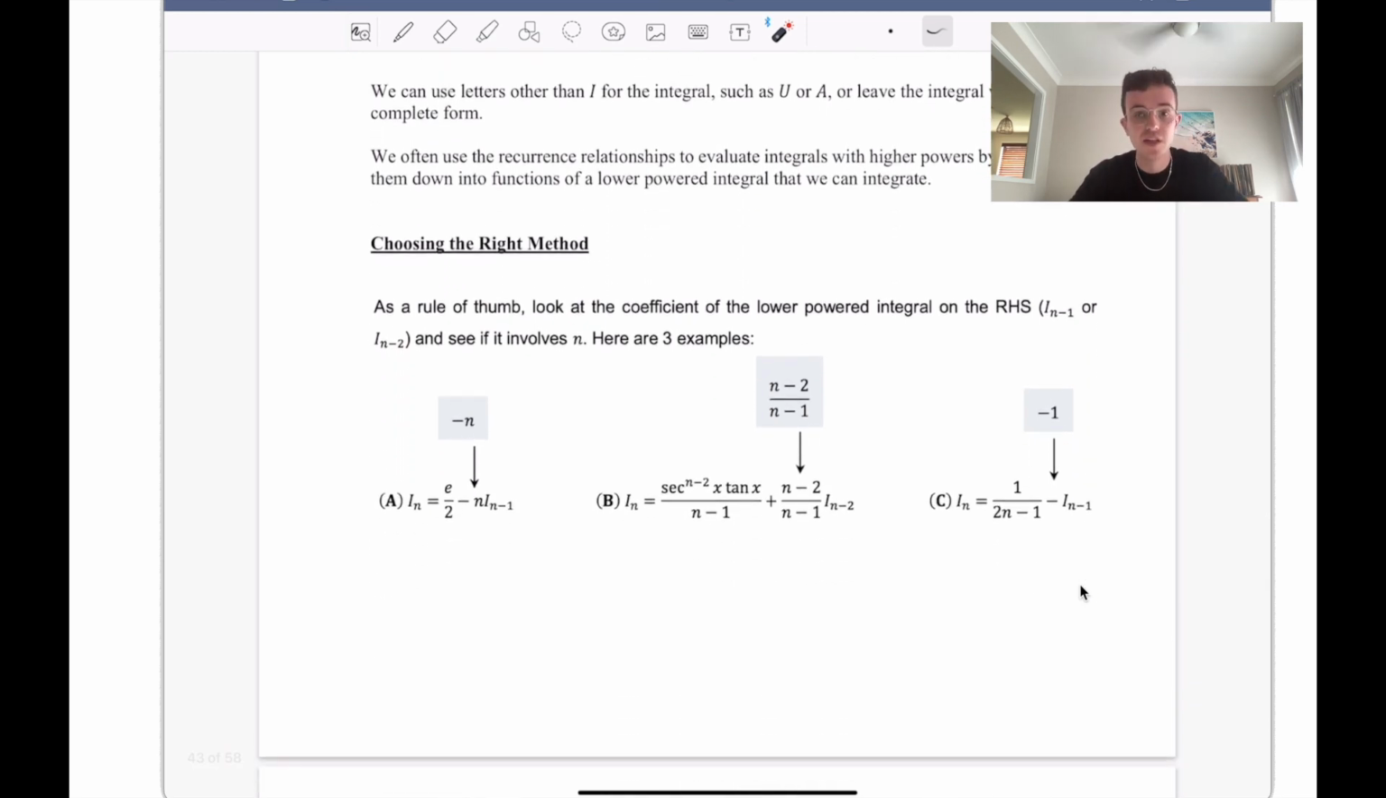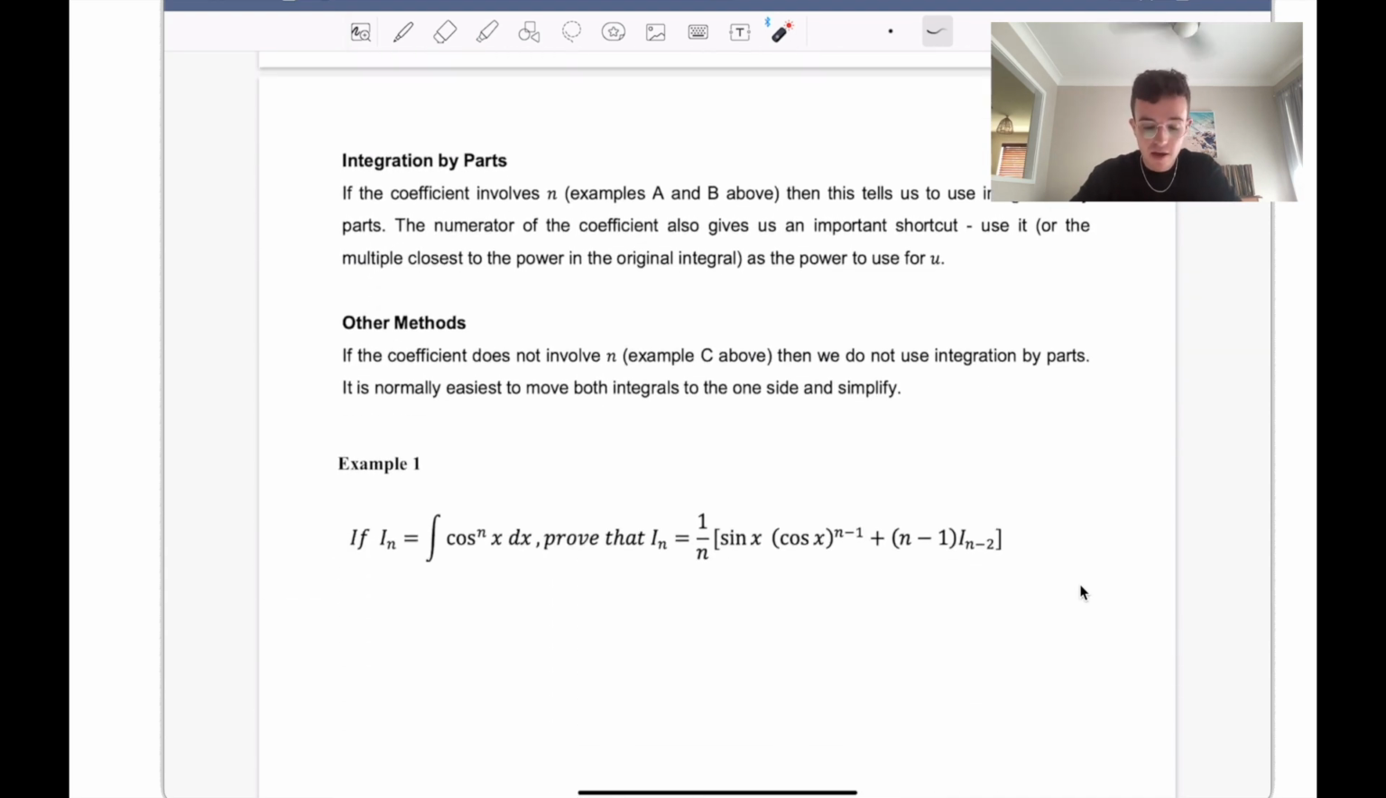Now, there's many different methods here. We're going to look at 3 methods here, and it's important that we memorize what method to use. If you don't, you're just going to be taking a lot of time to do a question. So, as a rule of thumb, we look at the coefficient of the lower powered integral on the right-hand side, which is n minus 1 or n minus 2 or something like that. Here's 3 examples. Here's the higher power integral and here's the lower power integral, and the coefficient is minus n. The coefficient of the lower power integral here is n minus 2 on n minus 1, and the coefficient of the lower powered integral here is minus 1.